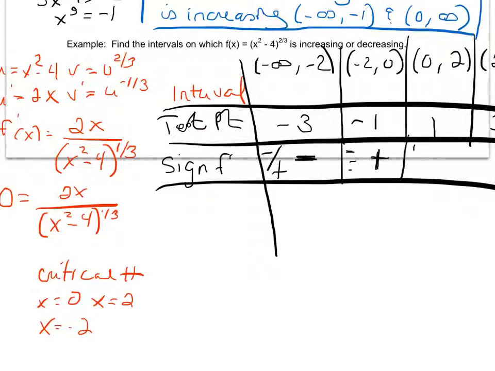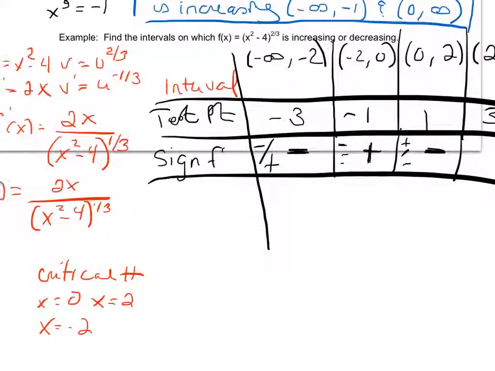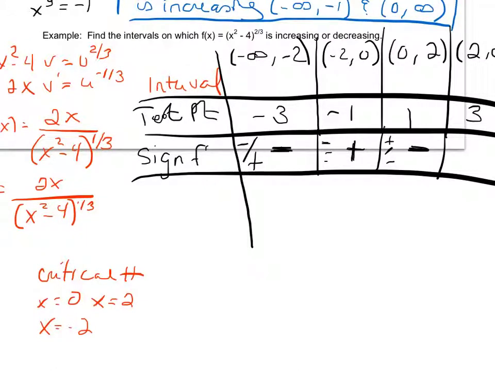When I plug 1 in, I get a positive on top, and on the bottom, I get 1 minus 4, which is a negative. A cube root of a negative is still negative, so positive over negative is negative. And then the last one I'm going to plug in is 3. When I plug 3 in, I get a positive on top, and a positive on the bottom, so my overall function is positive.